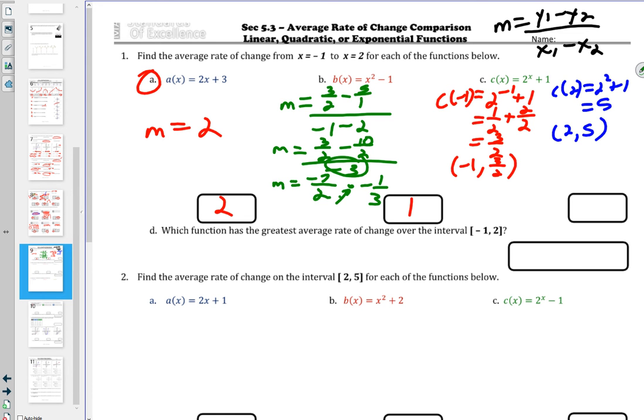Now this allows me to say negative times negative is positive 7 over 6. If you would have used decimals, you would have been in bad shape because you would have gotten a repeating decimal.